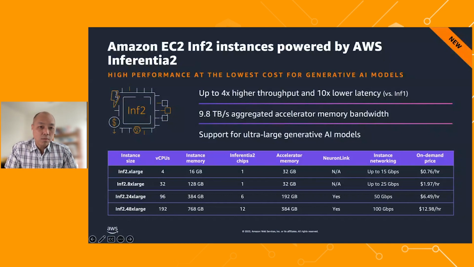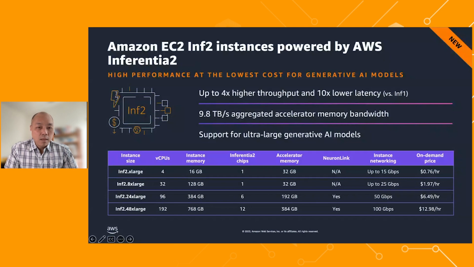So let's look at the 4 different tiers of instance sizes that we offer. For the first 2 tiers in the instance size, you will notice that there is one Inferentia 2 chip. And one Inferentia 2 chip consists of 2 Neuron cores. So you can think of it as 2 GPUs inside of one Inferentia 2 chip.